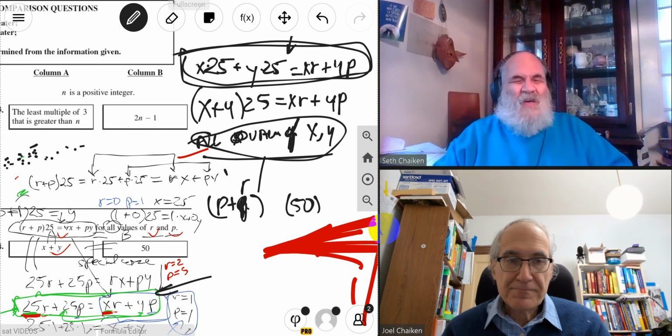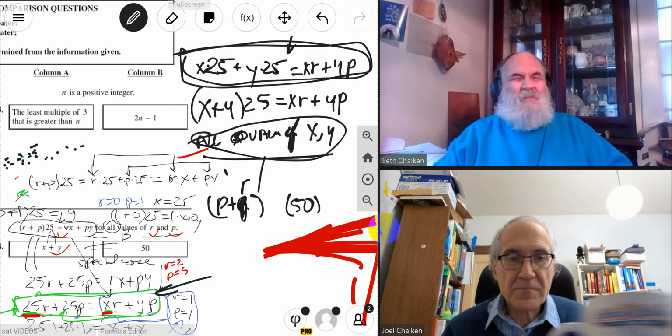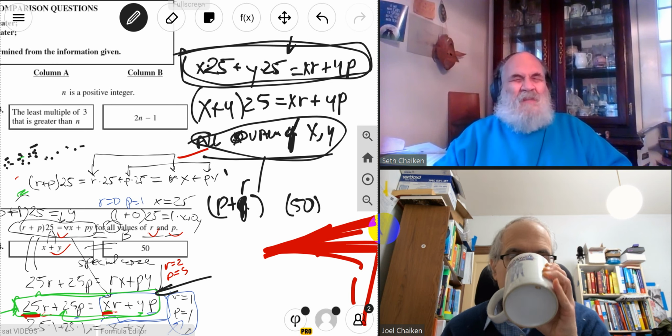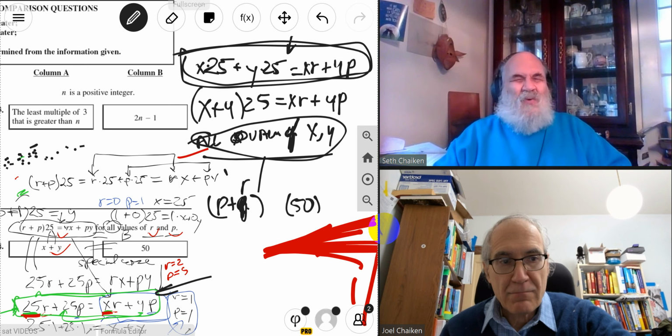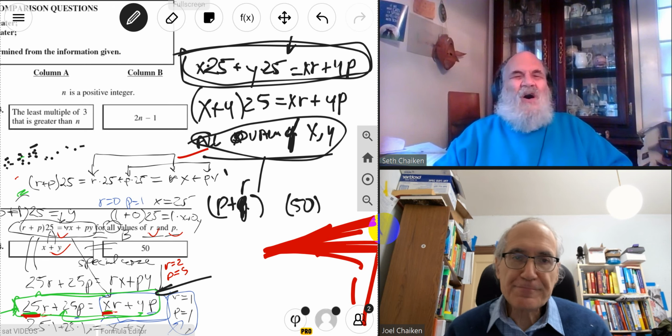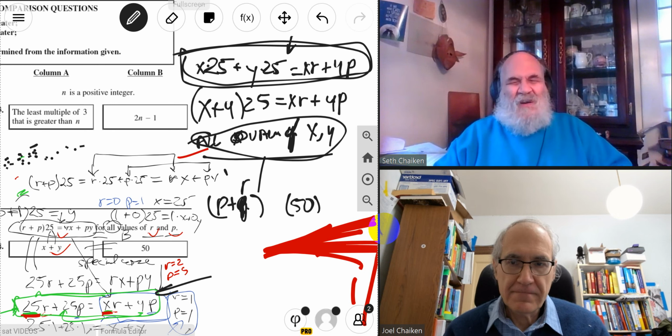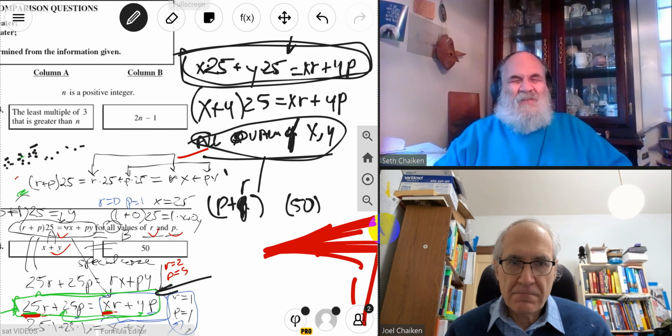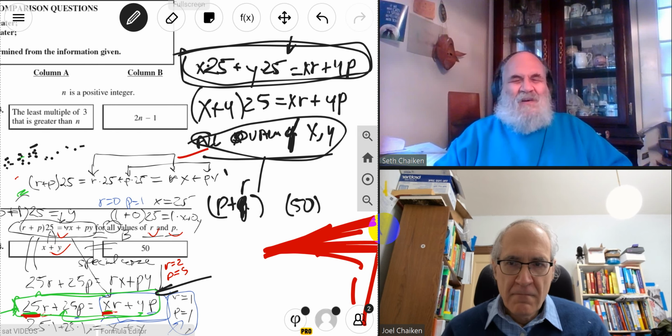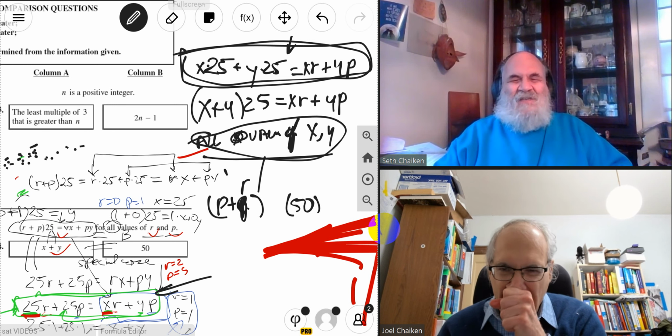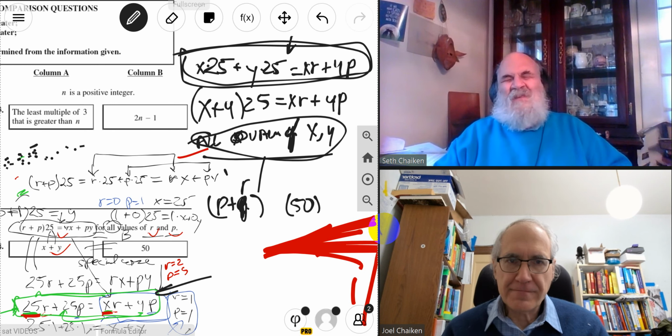So what they could have done is pose a different question, same hypothesis, but the question is, what are X and Y? And then they could say, well, X equals 25, Y equals 25, or X equals 50, Y equals 0. And they could say X and Y are undetermined.